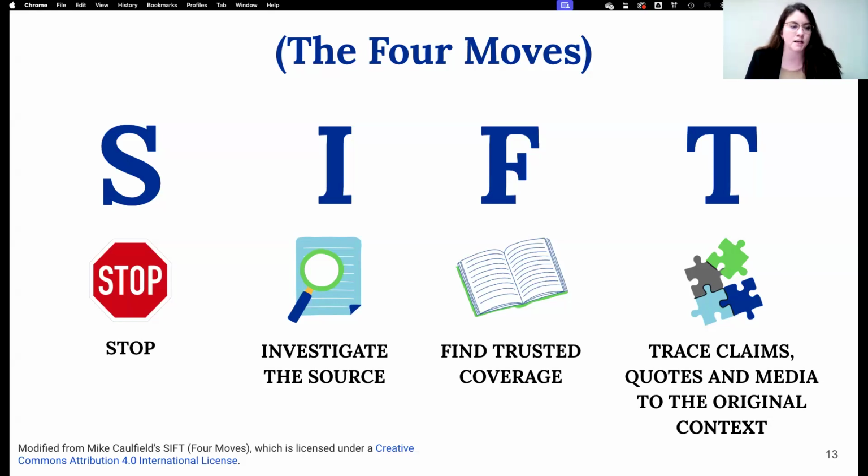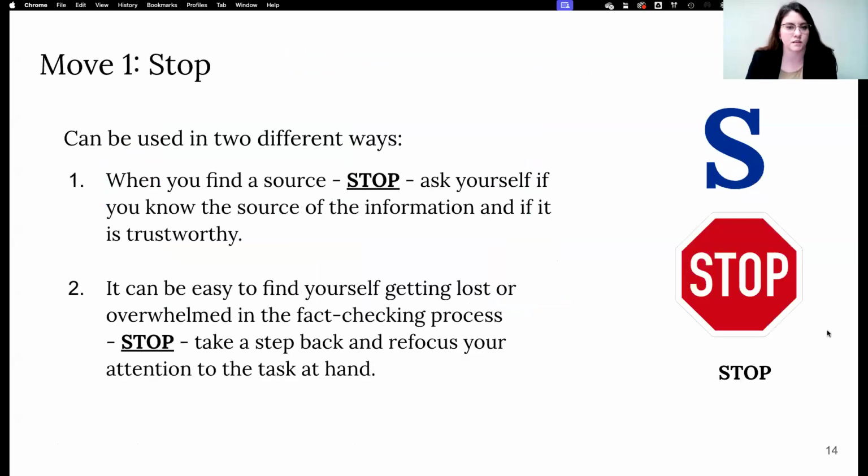And these moves can be applied sequentially, and achieving success at any stage may indicate the completion of your fact-checking process. You might get to a certain point and you're like, yeah, this is definitely not something I want to use, and you're good. But let's take a closer look at the moves. I have some examples, something I might use with students in my library instruction sessions.